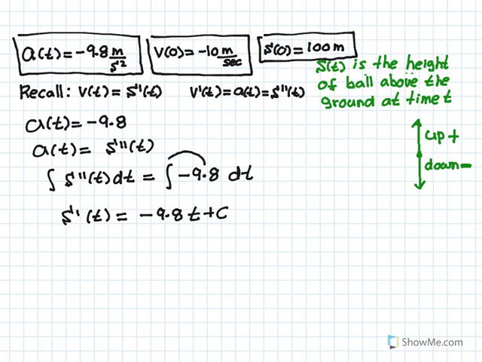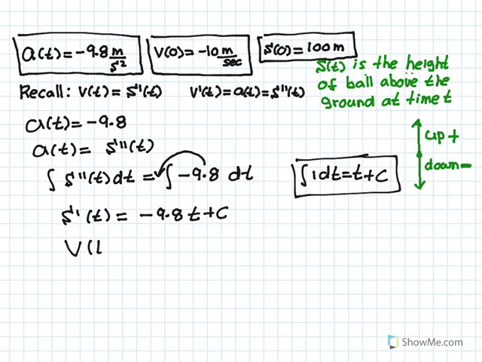That's because negative 9.8 is a constant. It passes through the integral. And we integrate 1 dt. The integral of 1 dt is just t plus c. All right. So now this is the velocity. Velocity is negative 9.8 t plus c.